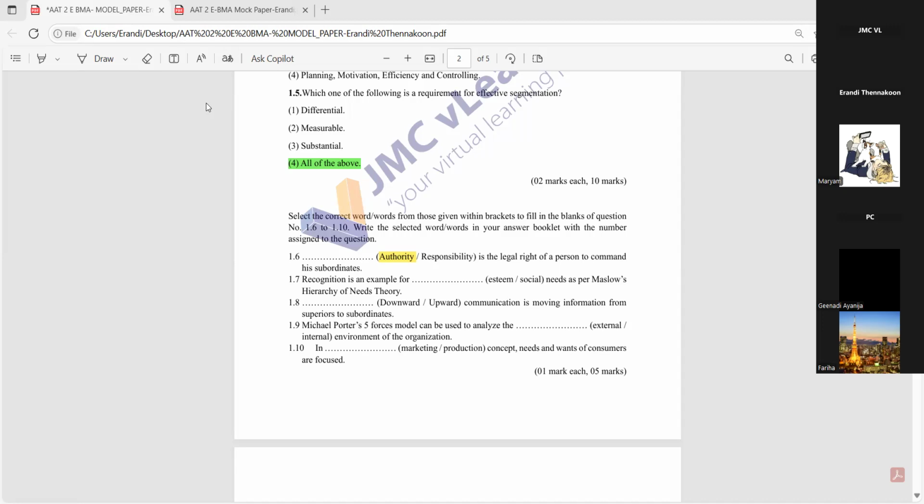So what's the answer for 1.7 then? Recognition. Is that a social need? Yes, esteem. So it's an esteem need, right? It's an esteem need. Recognition.